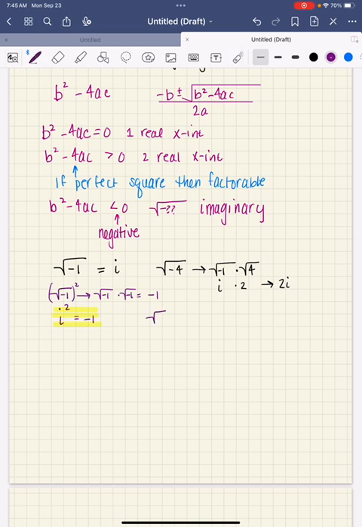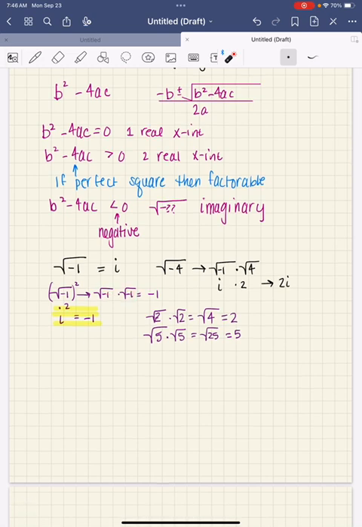Well, the square root of 2 times the square root of 2 is the square root of 4, which is 2. The square root of 5 times the square root of 5 is the square root of 25, which is 5. So the square root of -1 times the square root of -1 ends up being -1. So if i squared is -1, let's just stop there. We'll get into more complexity later.